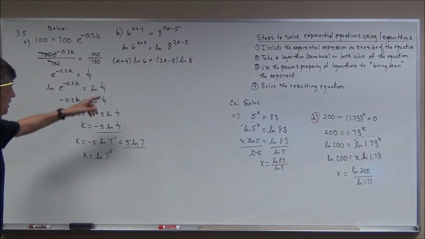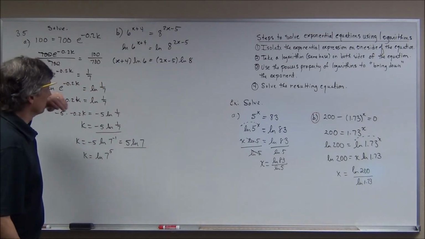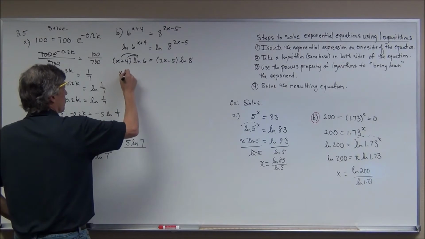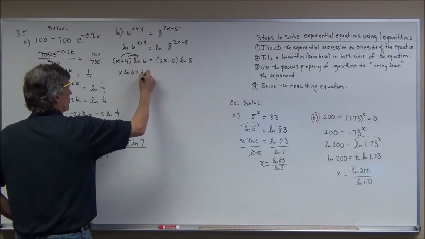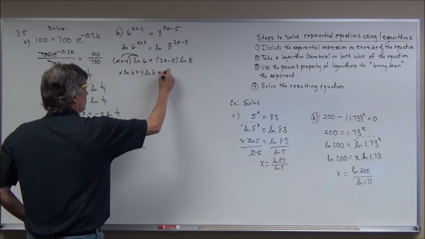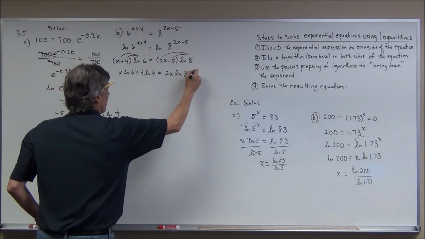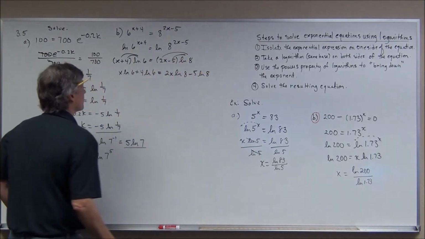Now to get at the x's, I've got to isolate them, so I'm going to have to get rid of parentheses by distributing. And I have x natural log of 6, plus 4 natural log of 6, is equal to 2x natural log of 8, distributing here, minus 5 natural log of 8.